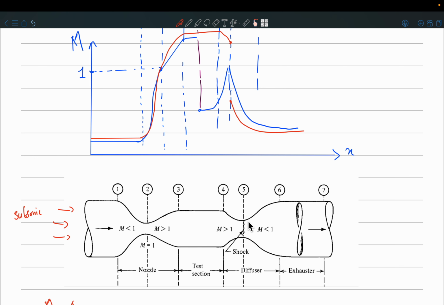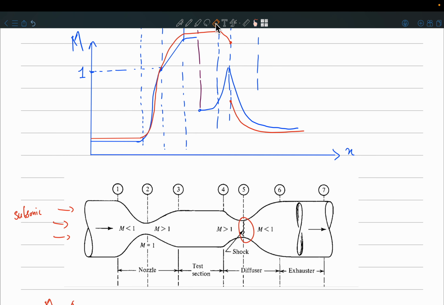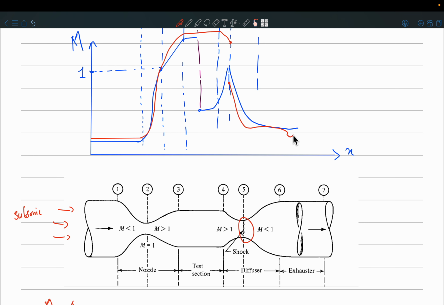Yes, this shock is going to be weaker as compared to the shock which stands in the test section. That is right. Yeah, so ideally, you're right. So I should maybe make that clear. So maybe the drop I should show is lesser, isn't it? Yeah, you're right.